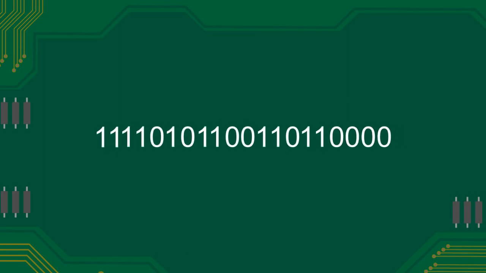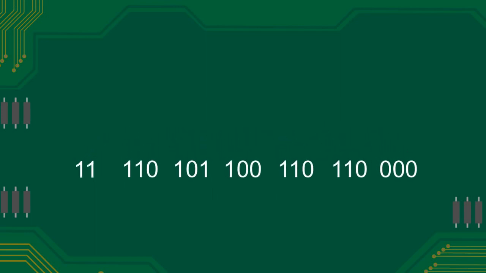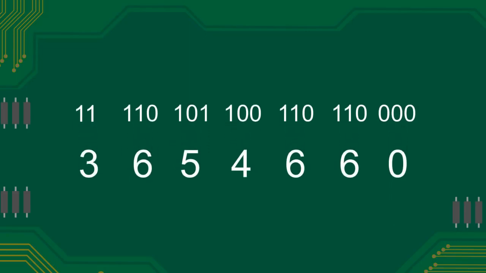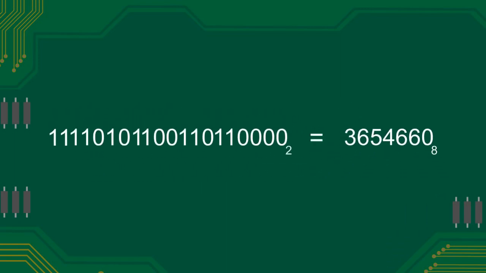To convert a binary number to octal, we do the same thing in reverse. To convert this binary number back to octal, we split it into 3-bit groups starting from the right. And each 3-bit group is then converted to its equivalent octal symbol. So the octal equivalent to this binary number is 3654660. A lot easier to remember than all those ones and zeros.